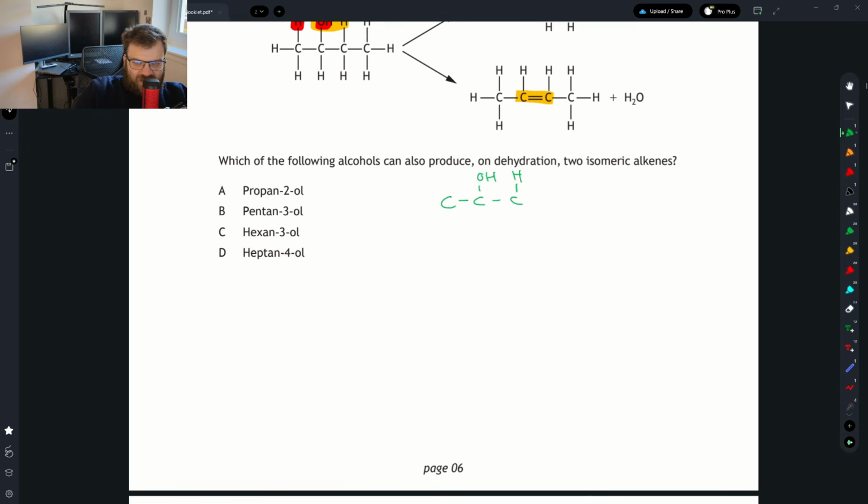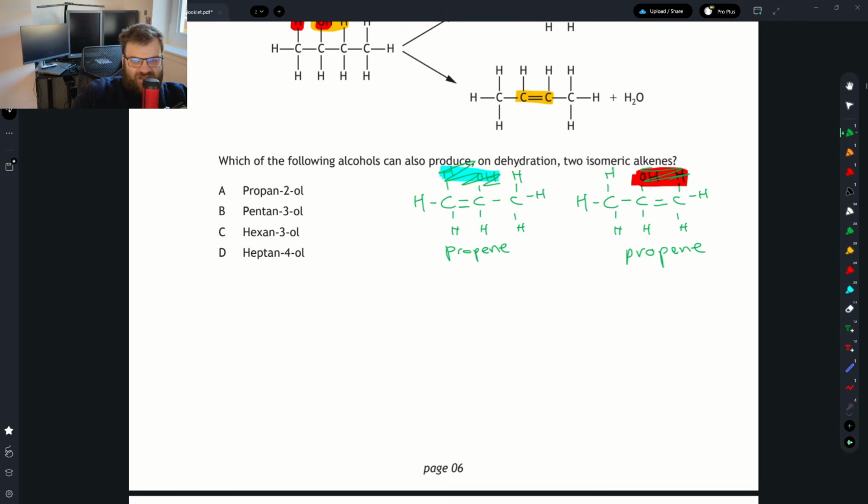First one, we have 3 carbons with an OH group on the second. I can take these 2 away, or I can take the 2 on the right hand side. When we do this, that would make a double bond between the first and the second. So this would make propene. Don't really need the 1 because you can't get prop-2-ene. This would be the same chemical, and that would mean that they are not 2 different isomers. They are the same alkene, so it's not going to be that one.